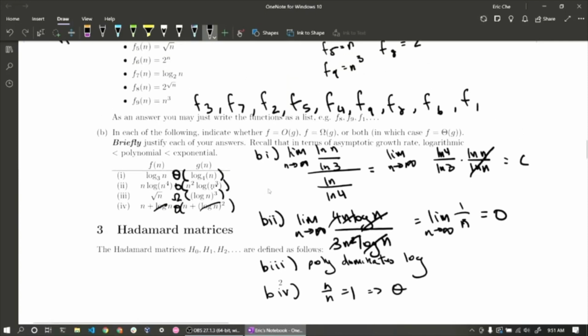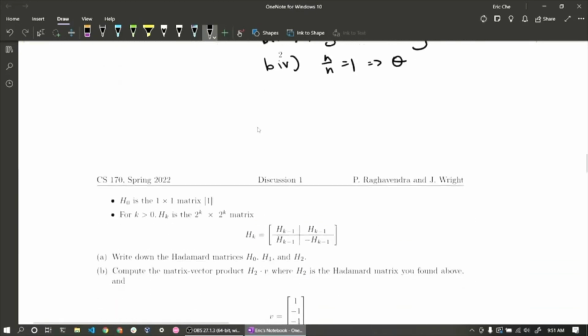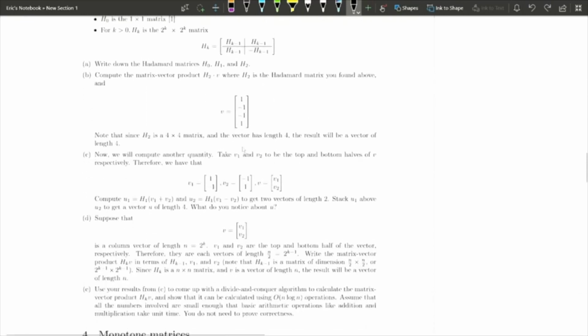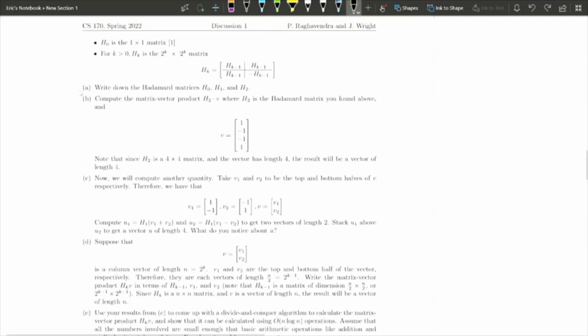That was question 2. Moving on to question 3. This is question 3, Hadamard matrices. The Hadamard matrices H0, H1, H2 are defined as follows. H0 is the 1 by 1 matrix 1, and for k greater than 0, Hk is the 2 to the power k by 2 to the power k matrix as shown here. Interesting. Okay, so let's attempt this. Feel free to attempt this question on your own. Try to get as far as you can.